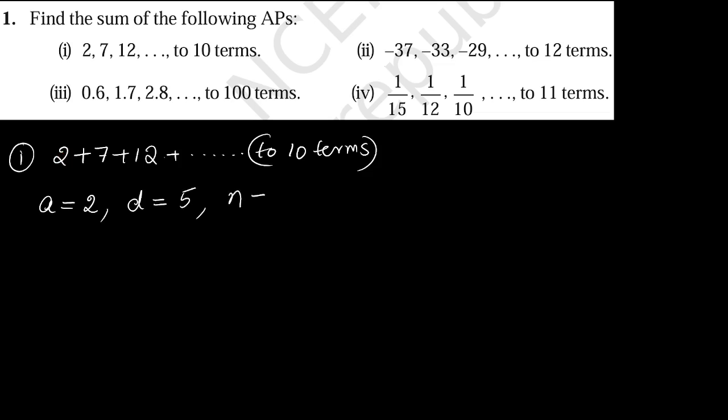How many terms to be added here? 10 terms to be added here. So you must write all these values, then you will not have any confusion. You just write the formula, then substitute. You will not have any confusion.